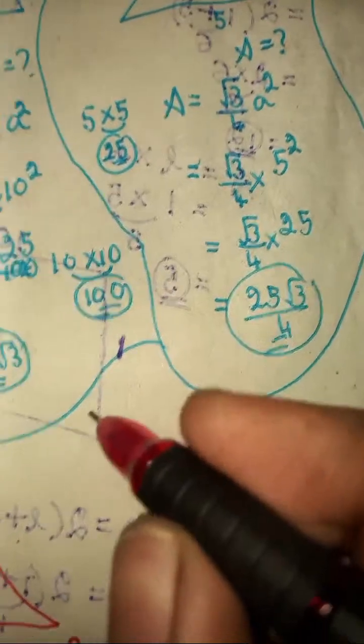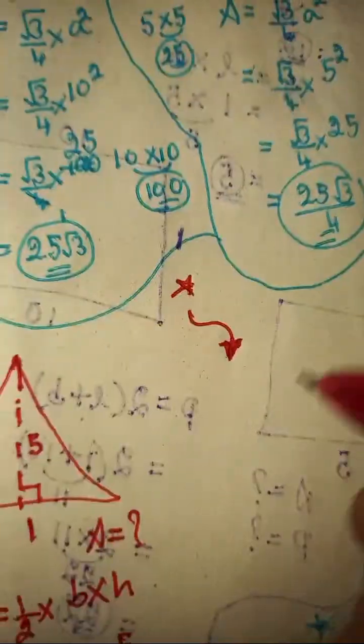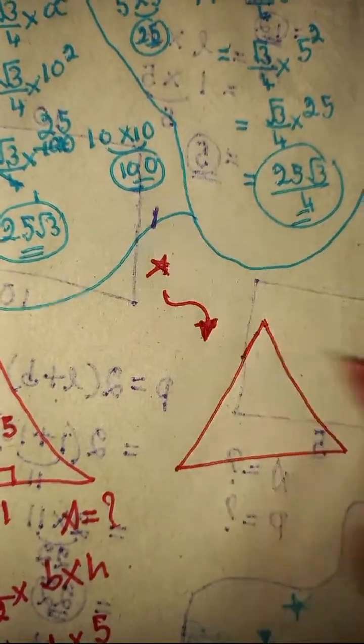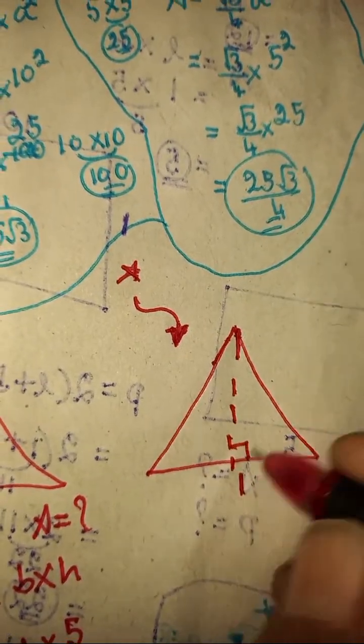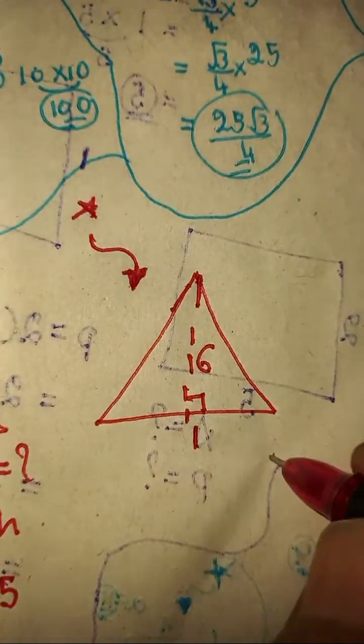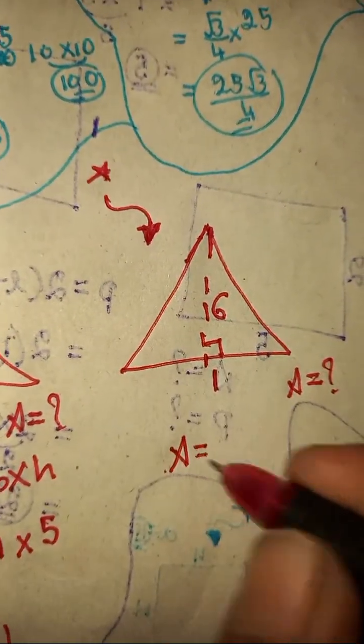Let's take one more triangle. In this triangle they have given that the base length is equal to 1 unit, and the perpendicular height becomes equal to 6 units. Here find out what's the area. Here also you can do the same thing.